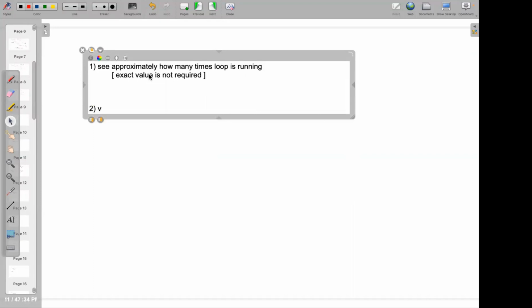Second point is, very minute details also we need to consider. Very small details also we need to take into consideration. Please remember, don't leave out simple things. Very minute details will create a lot of difference. Second, approximately see how much time it is running. These 2 points remember, friends.